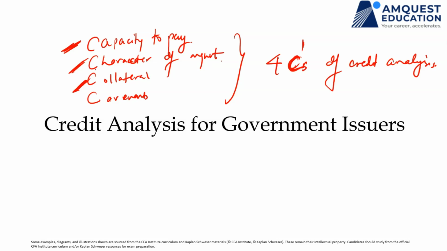Collateral. Are you providing collateral when you are taking the loan or selling the bonds? If yes, obviously the credit rating will be better. And covenants. How stringent are the covenants, or the rules and regulations from the lenders? So when you're doing credit analysis, these are the 4 C's we would like to focus upon: capacity to pay, character of management, collateral, and the covenants.